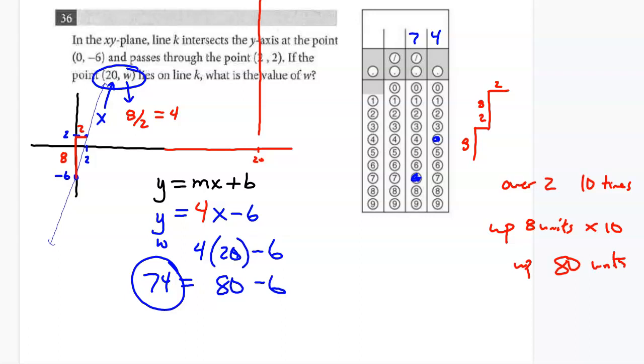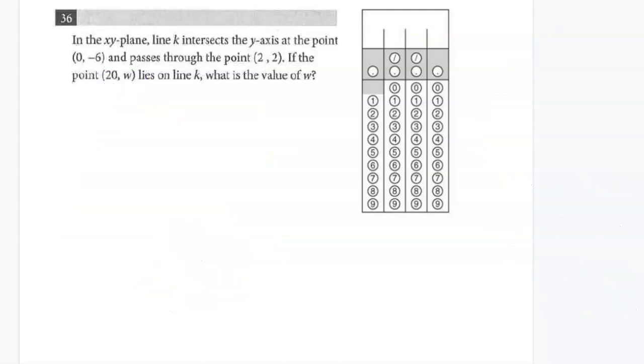And since we started from -6, if you go -6 and go up 80 units, some kids did that without ever coming up with an equation. They just kept playing this game until they went over to the right 20 times. So totally up to you.